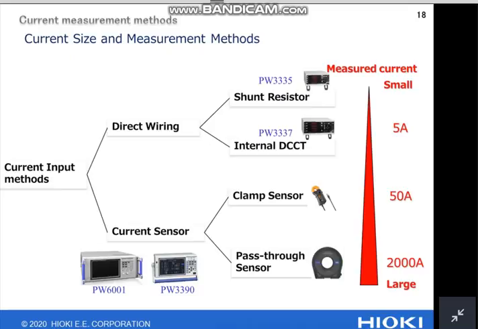This slide shows each measurement method and the amount of current that it correlates with. Minuscule currents of 1 ampere or less can be measured with high precision across a broad frequency band using the directly wired shunt resistance method. Large currents, however, of 5 amperes or greater can be measured with high precision across a broad frequency band using the DCCT or current sensor methods. For currents of 50 amperes or greater, the current sensor is inevitably best suited.